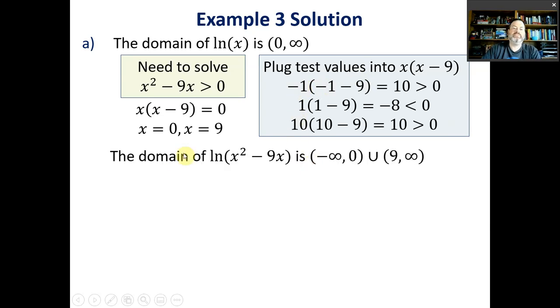So that tells me that the domain is negative infinity to 0 and 9 to infinity, because this test value is in this region and is positive. This test value 10 is in this region and is positive. When I plugged in 1, I got a negative number. Negative numbers cannot be inputs, so that's not part of the domain.